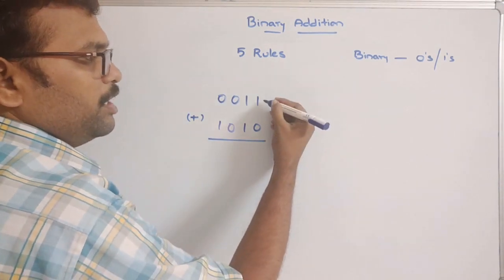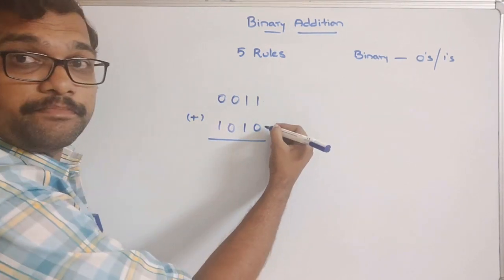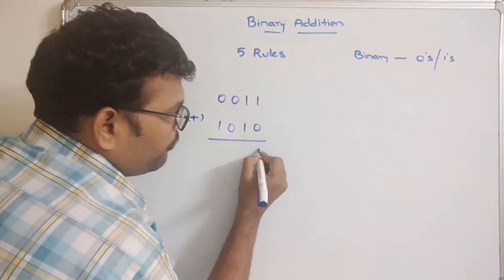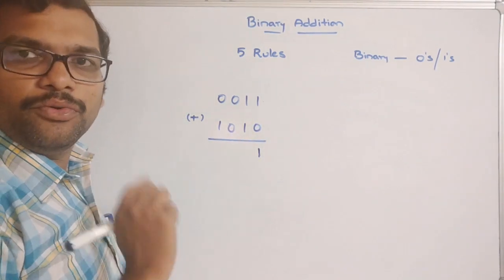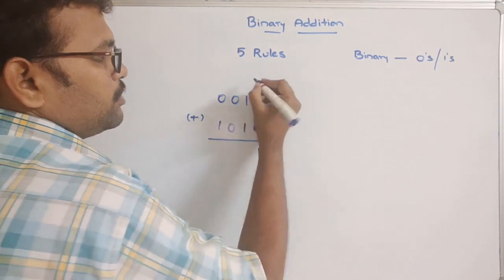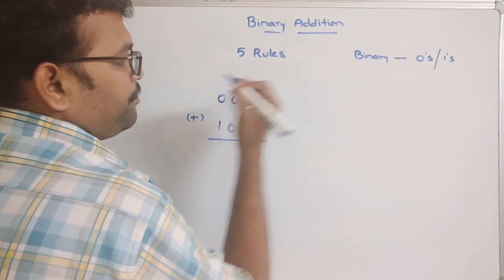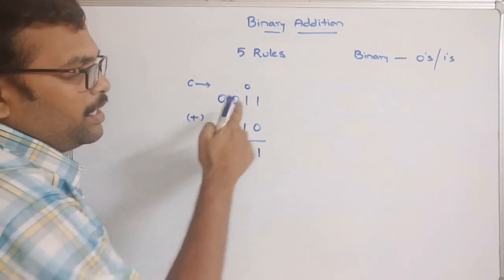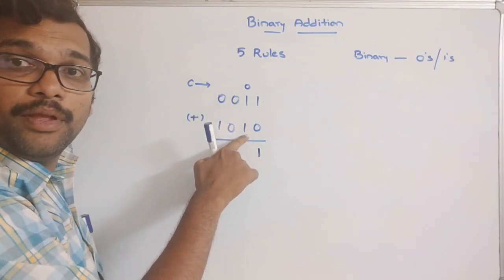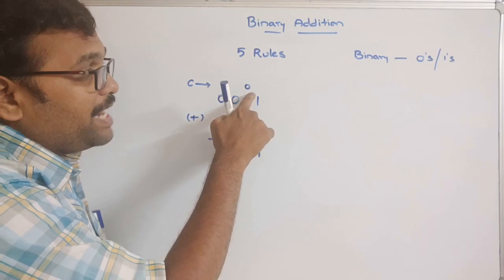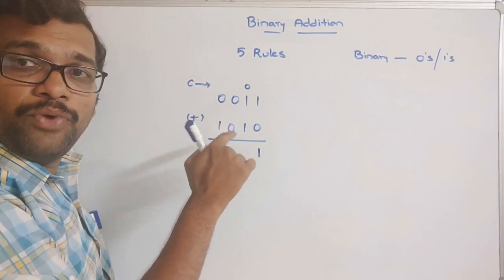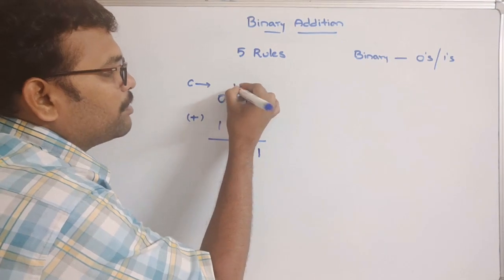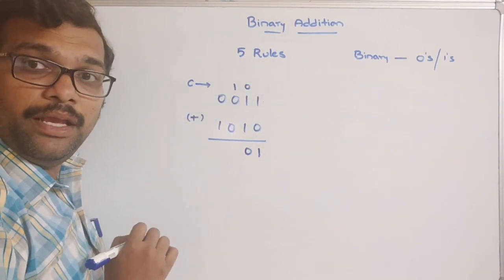Now observe the inputs 1 and 0. If 1 and 0, the result will be 1. Carry is 0. So this is the carry term. Now 1 and 1, both inputs are 1 and with carry 0, right? Both inputs are 1, then the sum will be 0 and the carry will be 1. Carry will be 1.